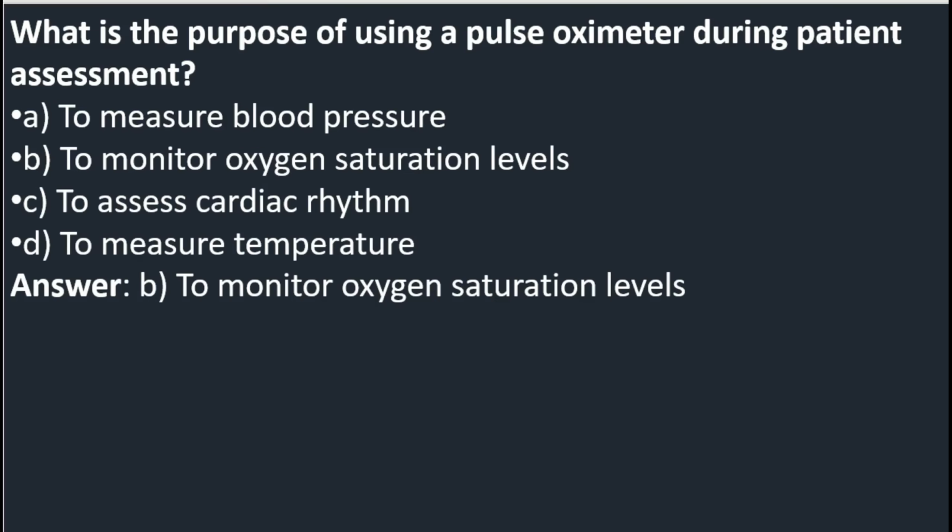Question 7. What is the purpose of using a pulse oximeter during patient assessment? Option A. To measure blood pressure. Option B. To monitor oxygen saturation levels. Option C. To assess cardiac rhythm. Option D. To measure temperature. Answer is B. To monitor oxygen saturation levels.